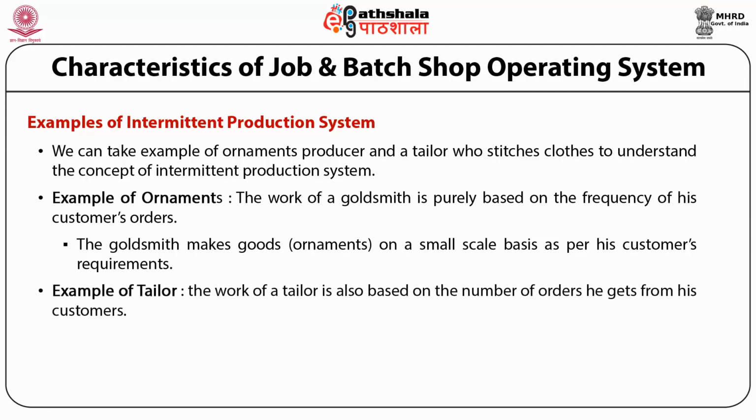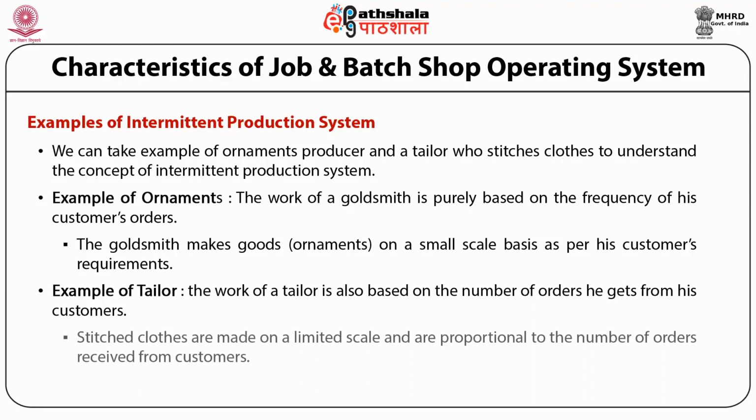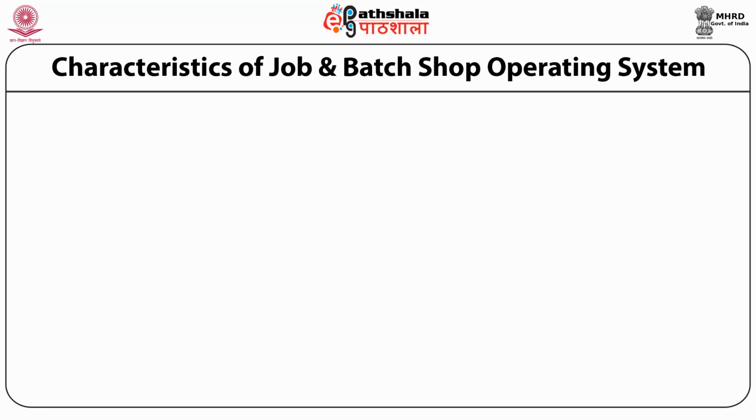Example of a tailor. The work of a tailor is also based on the number of orders he gets from his customers. The tailor stitches clothes independently for every customer as per their measures and size. Stitched clothes are made on a small scale and are proportional to the number of orders received from the customers. Here, stitching is not done on a continuous basis.